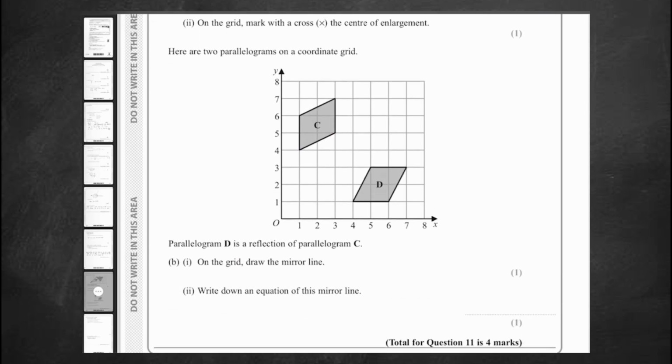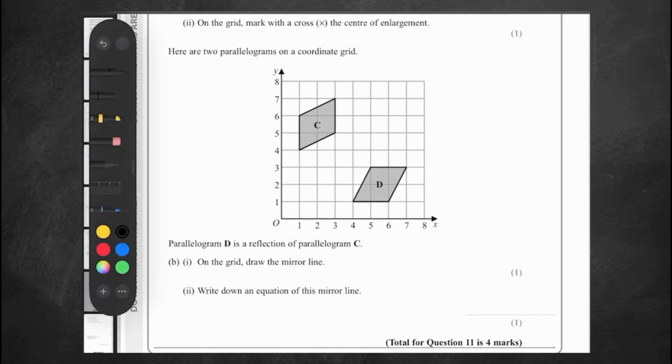Question B. Here are 2 parallelograms on a coordinate grid. Parallelogram D is a reflection of parallelogram C. On the grid, draw the mirror line. So we can see that this point here, 1, 4, has gone to this point here, 4, 1. This point here, 5, 3, has gone to this point here, 3, 5. Basically, the x and the y have flipped, which tells me that the mirror line is the line right down the middle of y equals x. Again, I've not drawn that very well. These points should all be on the line.